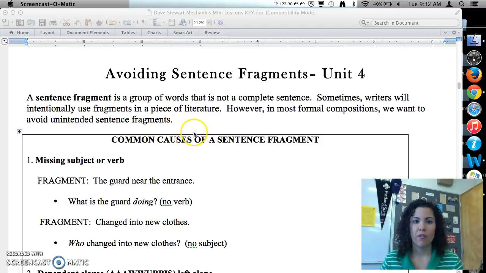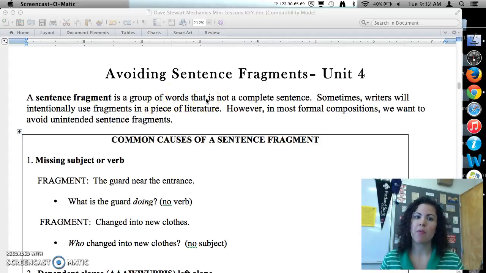Okay, we're on Unit 4 now with avoiding sentence fragments. So we've talked a lot about the different types of sentence structures, and we've talked about fragments somewhat, but we always want to make sure in our writing that we are error-free of fragments. So a sentence fragment is a group of words that is not a complete sentence.